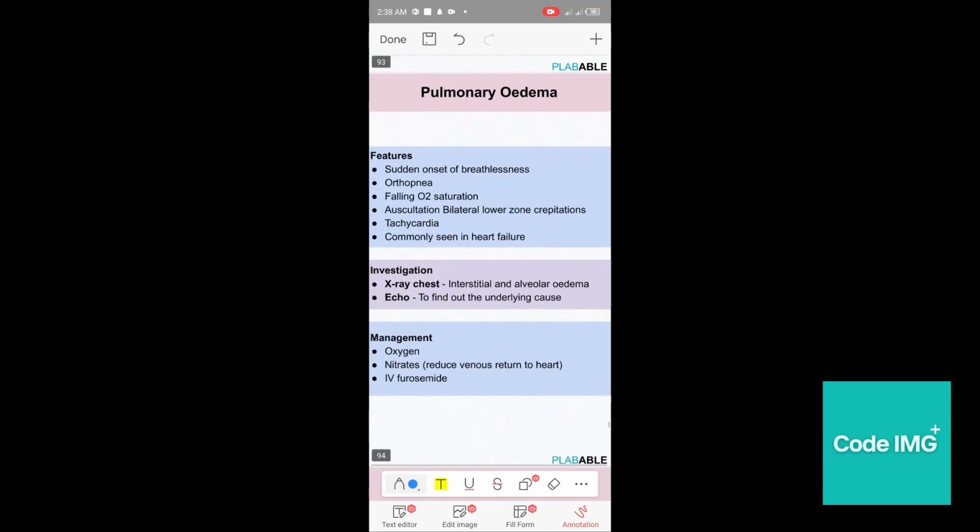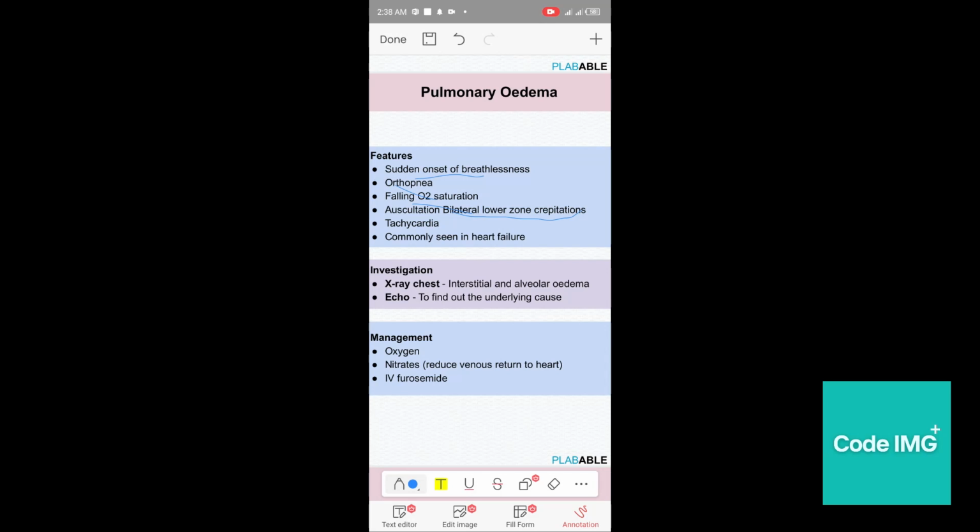Okay, so here comes the pulmonary edema. Okay, that is an emergency. So there's a sudden onset of breathlessness, orthopnea, saturation is falling, you have fine end inspiratory creps on the lower zone. It could be, it's not only the lower zone, it depends. If it's a frank pulmonary edema, it could be up to the middle. You can even hear it in the whole chest as well, in a severe life-threatening pulmonary edema.